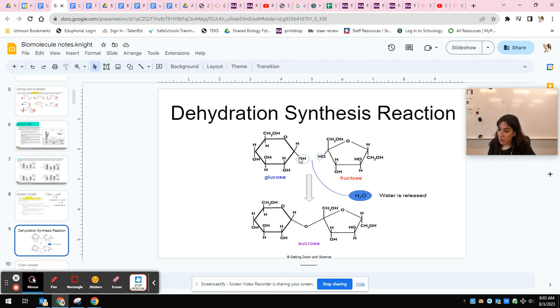And now I have this empty carbon right here that lost its bond with oxygen. And then I have this oxygen right here that lost its bond with this hydrogen. And so this oxygen is going to get pulled towards this carbon right here and form a covalent bond right here. And this is called a glycosidic link because we're talking about the formation of polysaccharides.